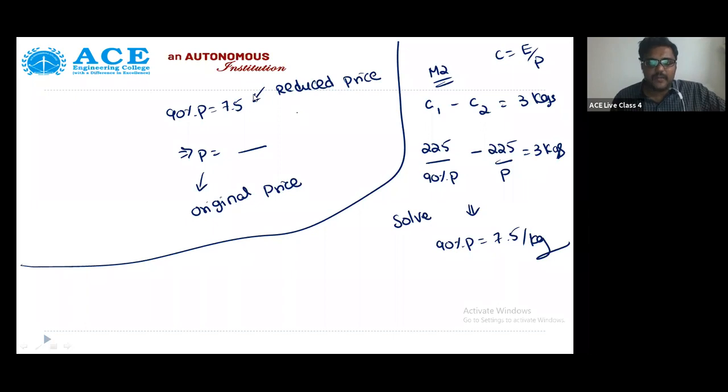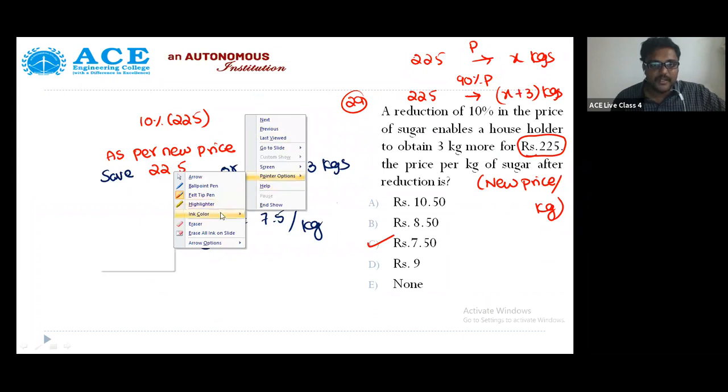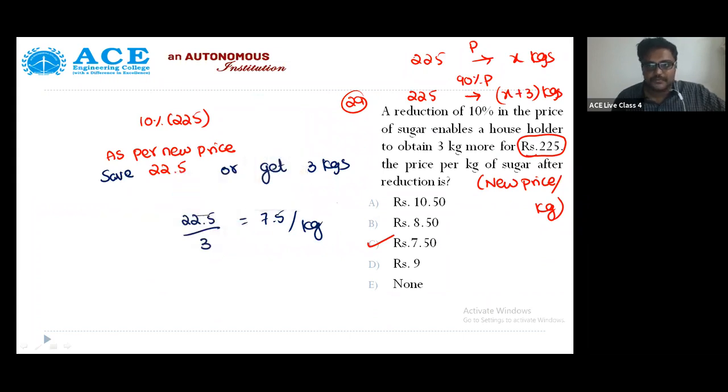Jyoti, why we have to divide by 3 is, see this. Here 3 kgs cost 22.5, madam. For 22.5 rupees, you are getting 3 kgs. They're asking per kg. See the question carefully: price per kg. How many rupees per kg? Got it, madam? It's not for 3 kgs, right? Per kg they're asking. That's why we're dividing by 3.